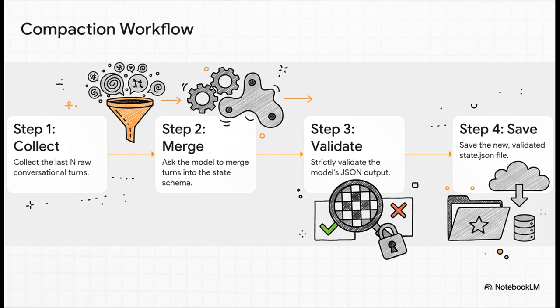Step 3 is absolutely vital. Validate. You have to strictly check the LLM's output to make sure it's perfect JSON. And then finally, step 4, save. You just overwrite the old state file with the new one. It's simple, it's repeatable, and it really works.